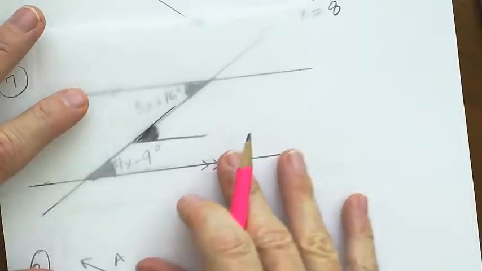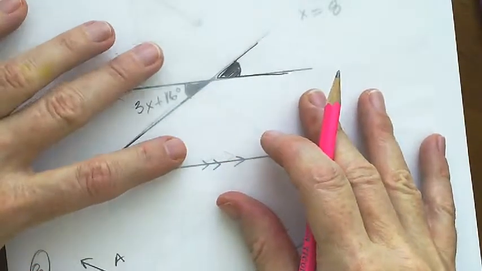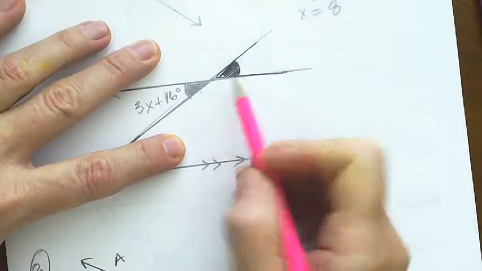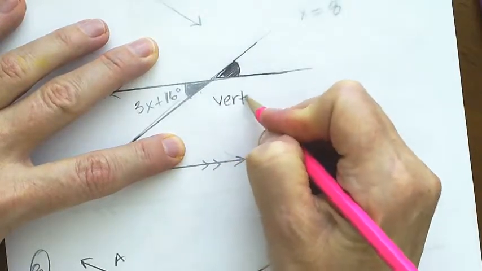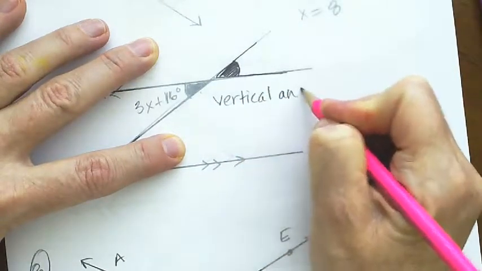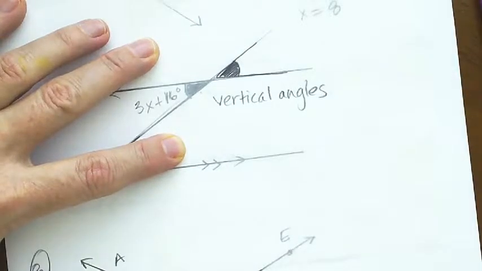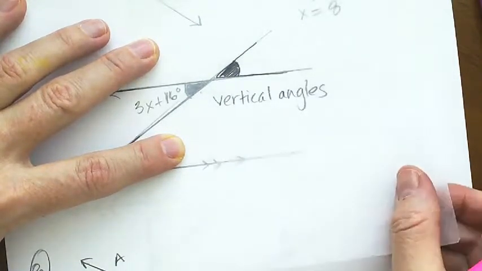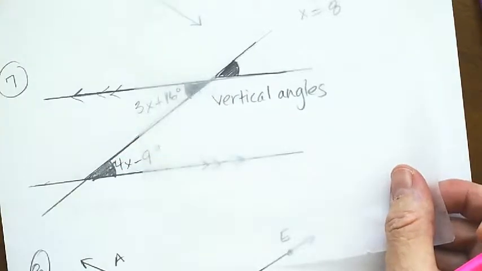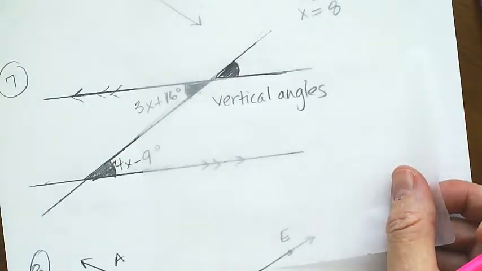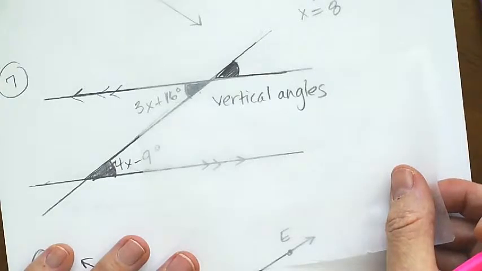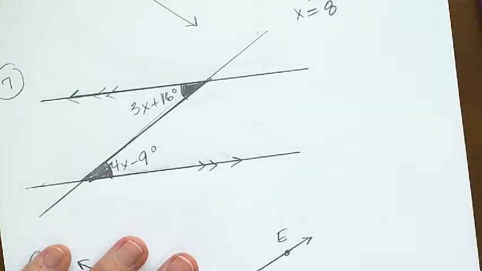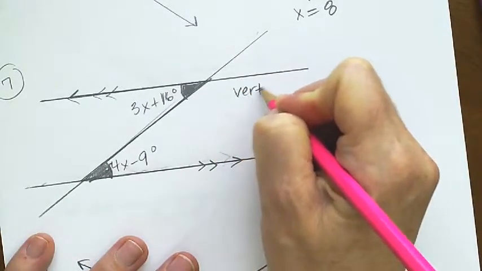And I'm going to translate it, slide it up to this intersection. Hopefully you recognize that these are vertical angles. Do you recognize them? If you don't, there's Khan that will help you. There's an exercise, there's an assignment on vertical angles. It was probably the first one you did. Okay, so vertical angles.